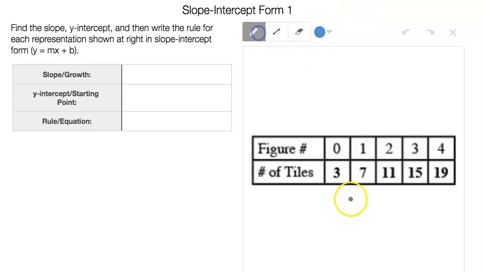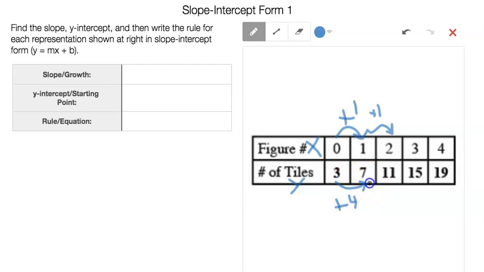If we look, we notice that this goes by 1 each time. You have to notice that because it's important. I'll explain why in a little bit. So this goes up by 1 each time. When I look at the bottom here, remember, the figure number has always been our x. The number of tiles has always been our y. So if I look down here, 3 and then it goes to 7 is 4.